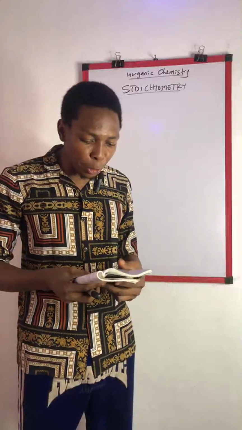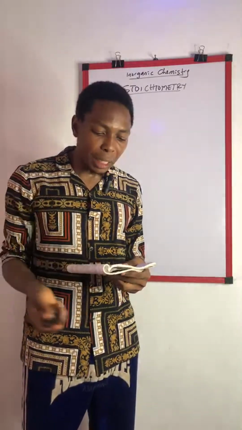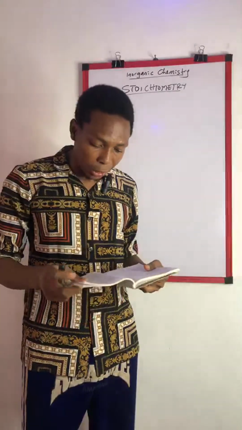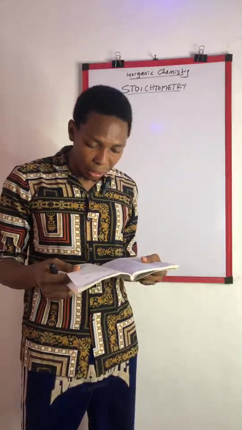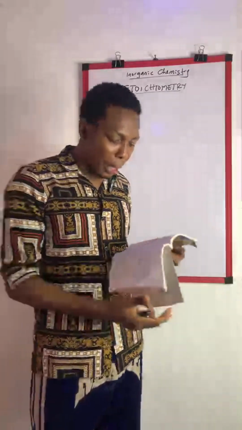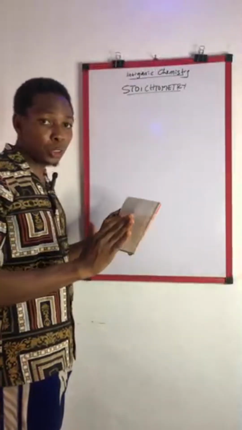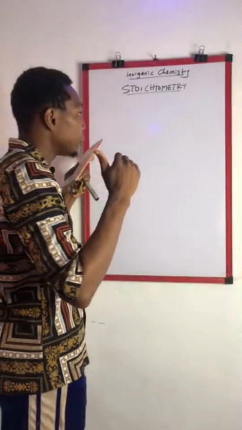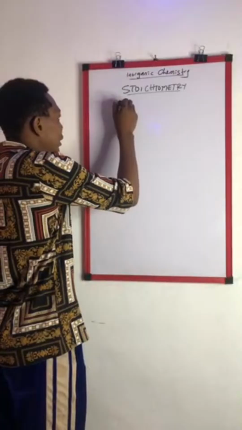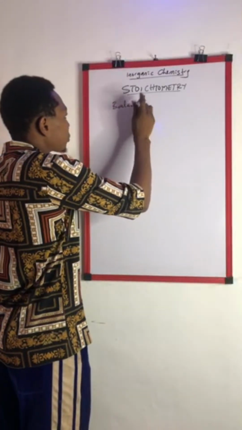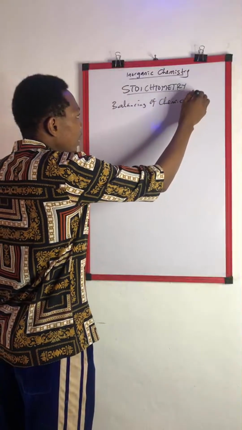Stoichiometry is the calculation of relative quantity of reactants and products in chemical reactions. Now from the test I got, they started from balancing of equation. Now, balancing of chemical equation. So we'll take just a few parts of it, just to remind you of what we've done before.